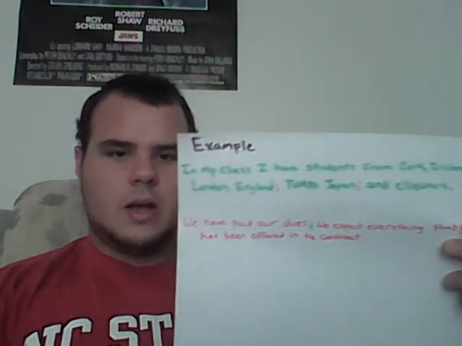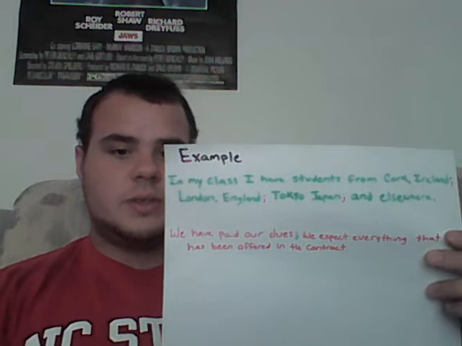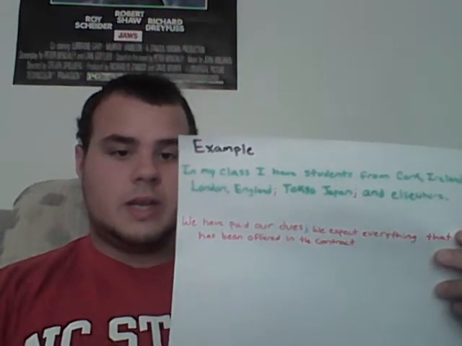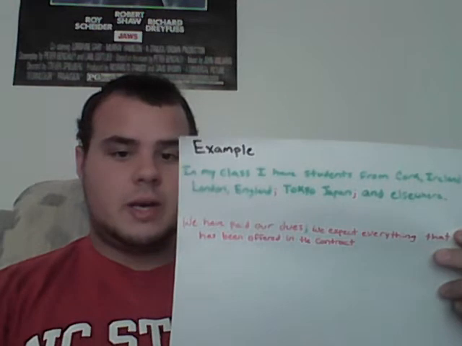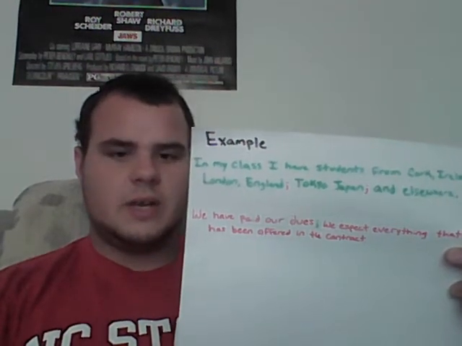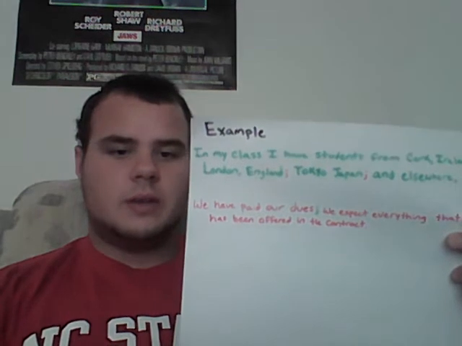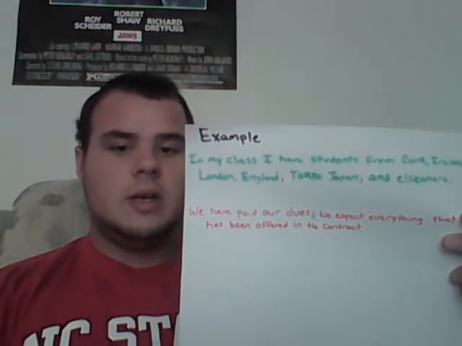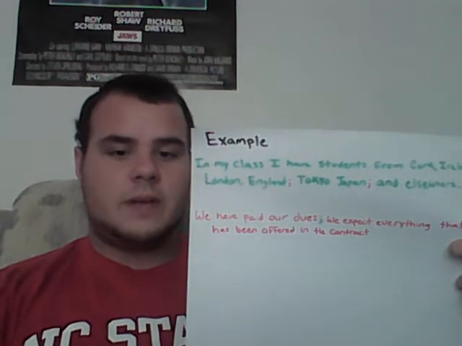Some examples of this would include: in my class I have students from Cork, Ireland; London, England; Tokyo, Japan; and elsewhere. And for the other one, for the independent clauses, we have the example: we have paid our dues; we expect everything that has been offered in the contract. So those are the two correct uses for the semicolon.